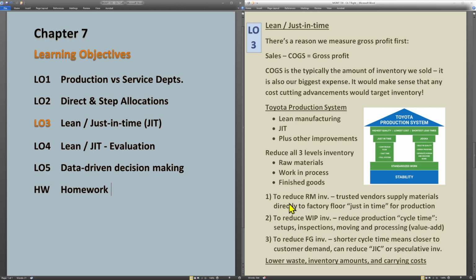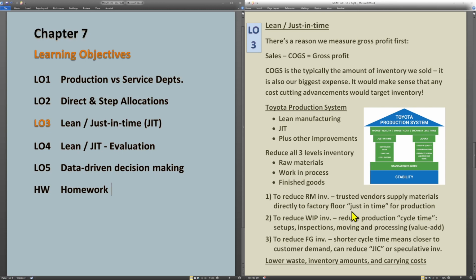In order to reduce raw material inventory, we can install a just-in-time system. A just-in-time system means we're not spending a lot of time ordering product. We don't have a lot of raw materials sitting in the warehouse. What we're doing is forming trusted relationships with our vendors, and they know our production system so well, and we have set up a sort of standing order of product that they will bring raw materials onto the production line.